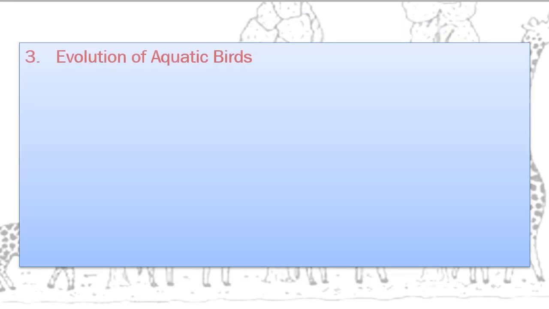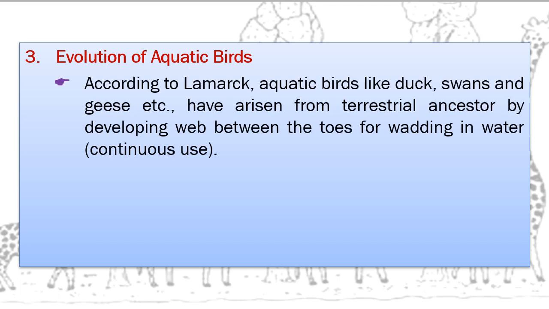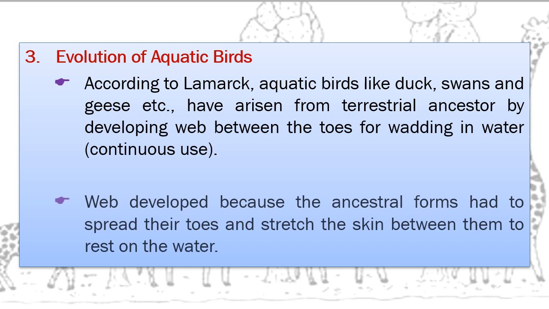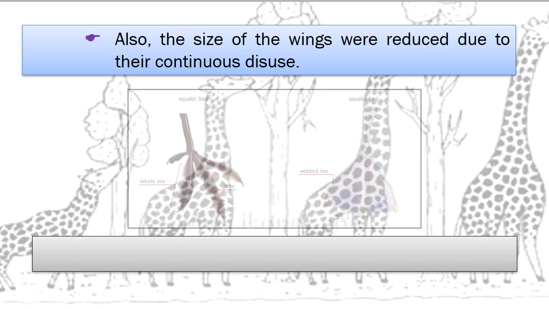The next evidence is the evolution of aquatic birds. According to Lamarck, aquatic birds like ducks, swans, and geese have arisen from terrestrial ancestors by developing web between the toes for wading in water. This is also an example of continuous use. Web developed because the ancestral forms had to spread their toes and stretch the skin between them to rest on the water. Also, the size of the wings was reduced due to their continuous disuse.